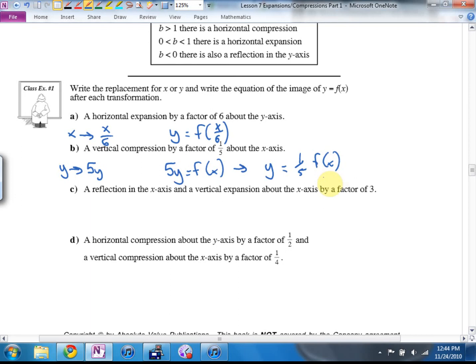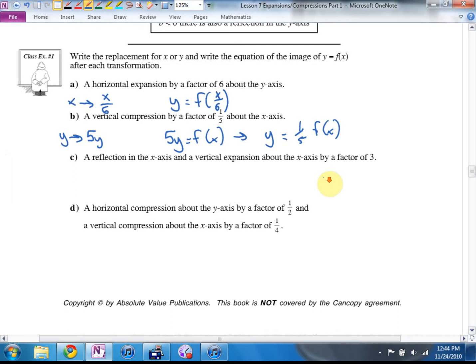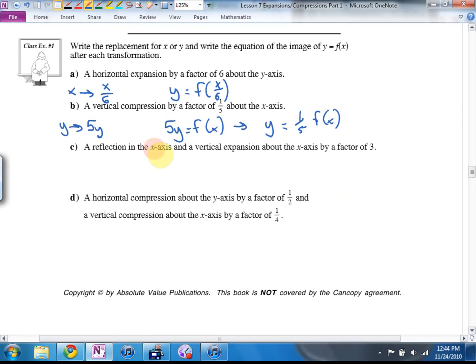Reflection in the x-axis and a vertical expansion. If I'm reflecting in the x-axis, so here's the x-axis, that means I'm putting my thumbs here and spinning it this way. That's a vertical reflection. We're replacing y with negative y. And vertical expansion, replacing y with, everything's backwards, 1/3 y.